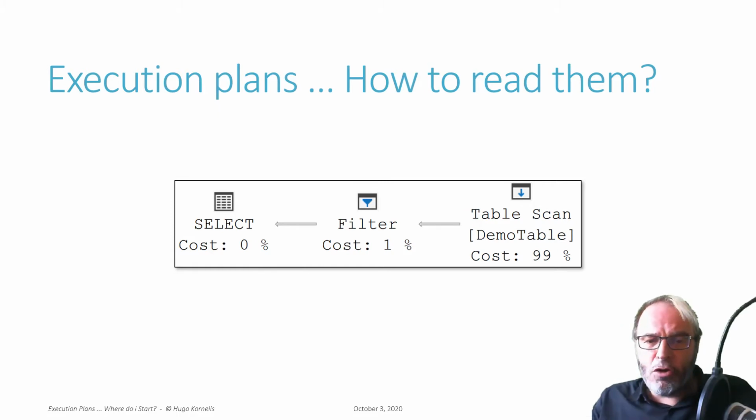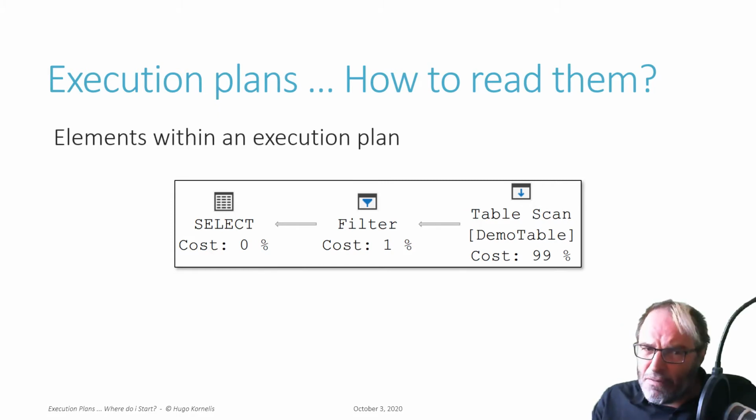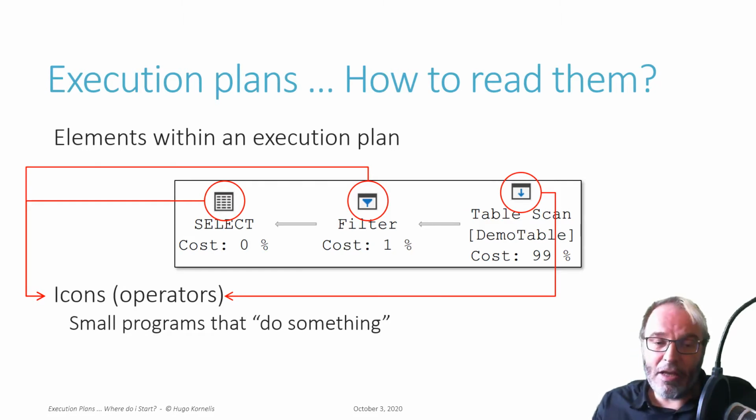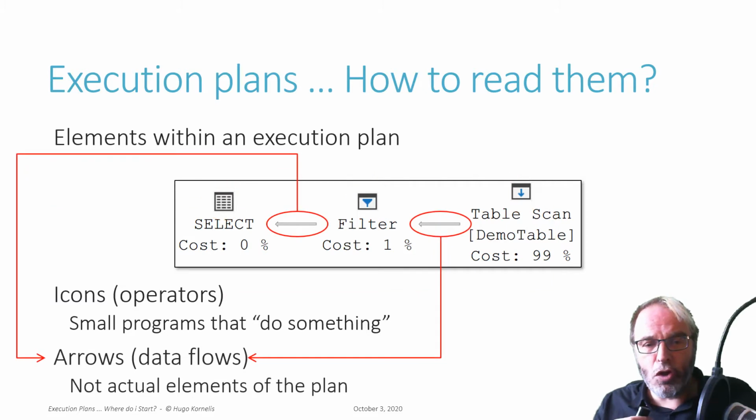And if you look at this execution plan, you will see two different types of elements. The first one are the icons, small pictures, and every icon has a name below it, and every icon is a representation of a thing called an operator. I like to consider an operator as a small program that does some very specific task, a very specialized worker program. We'll talk more about those operators later, but first I'm going to show that the arrows are the second element within the execution plan. Those arrows represent data flows.